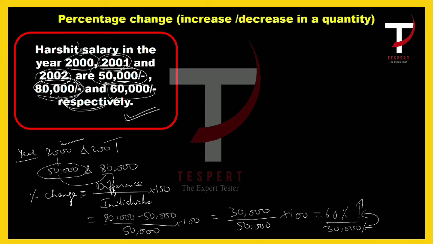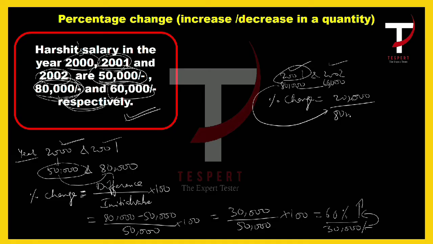Okay, let us consider this one. Let us compare 2001 and 2002 and calculate the percentage change. So in 2001, what is his salary? In 2001 it's 80,000. In 2002 it was 60,000. So what's the percentage change? Take the difference, 80,000 minus 60,000, which is 20,000, by the initial value. Which one comes first, 2001 or 2002? Year 2001, right? So take this value, 80,000, into 100. Difference by initial value into 100. What is the percentage change?